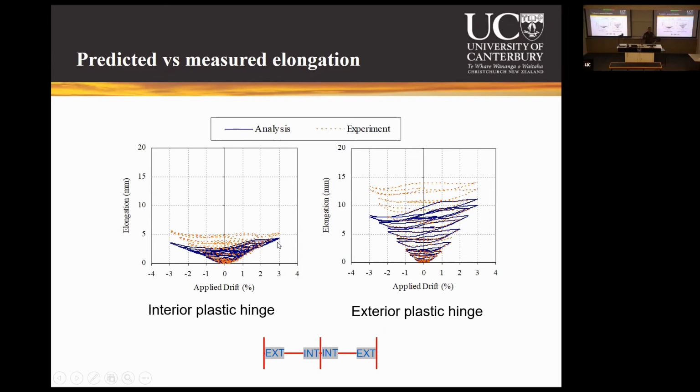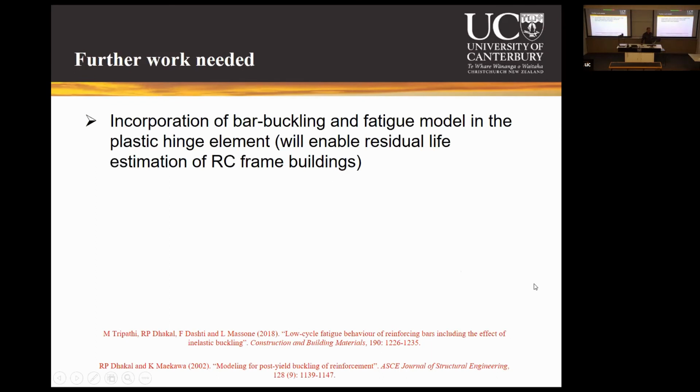Because it is a 3D setup with a lot of interaction, we still have to get to the depth of it, because there are other mechanisms not catered for in the analysis that might be contributing. So the further work needed in this space is incorporation of a bar buckling and fatigue model in the plastic hinge element, which will enable us to estimate the residual life of RC frame buildings, one of the key issues that Ken and his team are dealing with at the moment. So this model can be really useful for that as well.